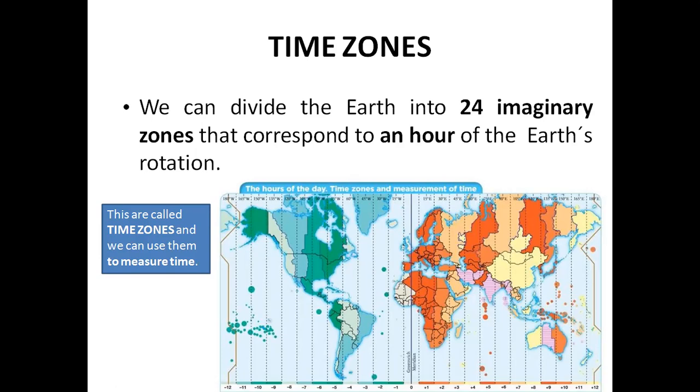So you do have 24 imaginary zones, and you have 360 complete degrees. So simply you can divide, and obviously from one line to another line, there would be 15 degrees. So 15 degrees is equivalent to 1 hour, right? And therefore 360 degrees is equivalent to 24 hours. So 24 imaginary zones that correspond to an hour are called time zones, and we can use them to measure the time.